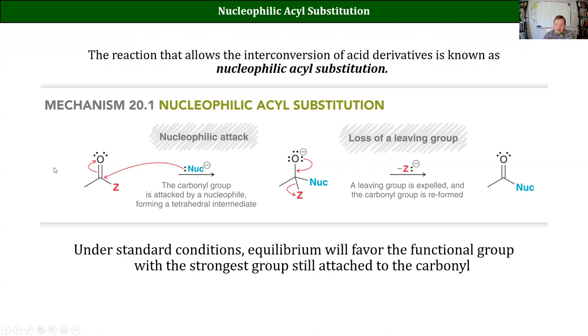At any point, you can do a proton transfer step if it makes it so that you're going to only make the right forms of the intermediate. So you can do a proton transfer step at the very beginning before a nucleophilic attack. You can do a proton transfer step in between these two. And you can do a proton transfer step at the end.